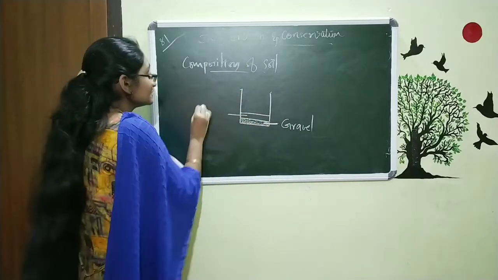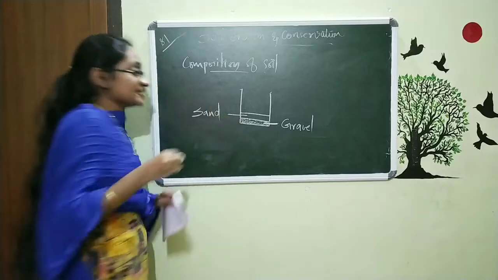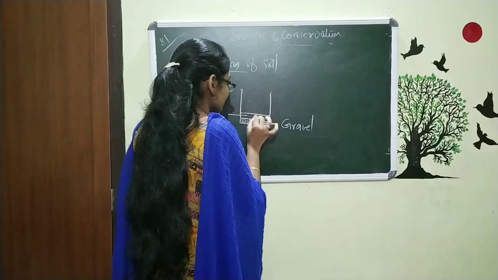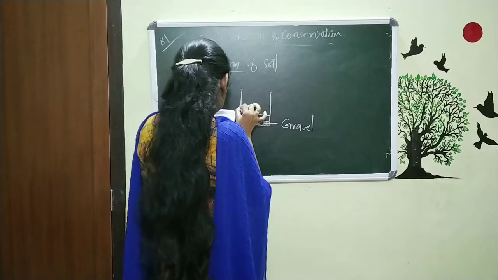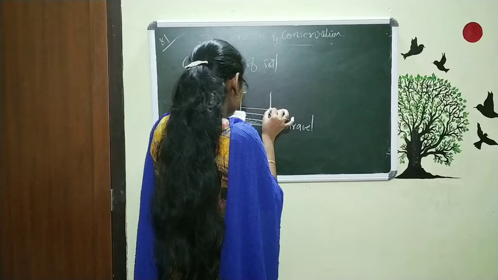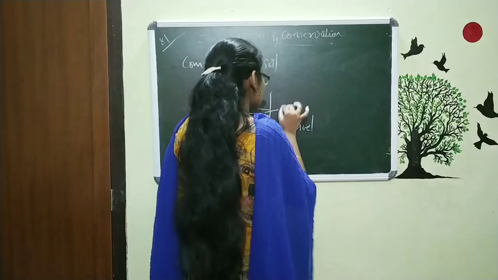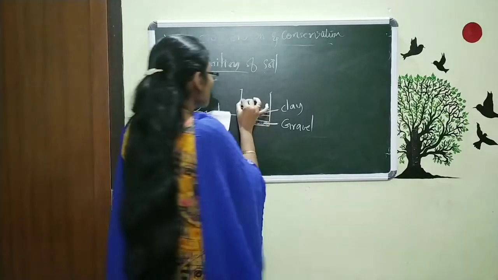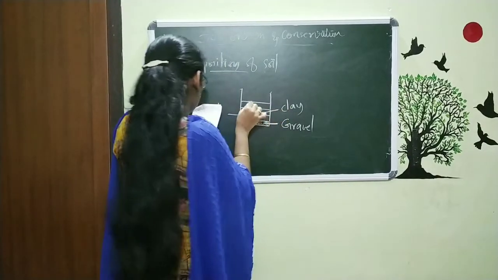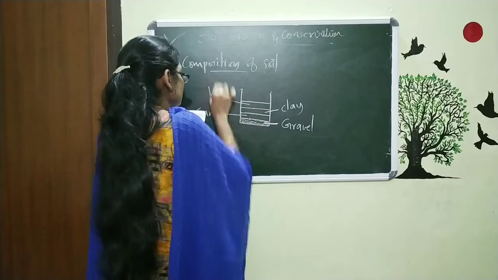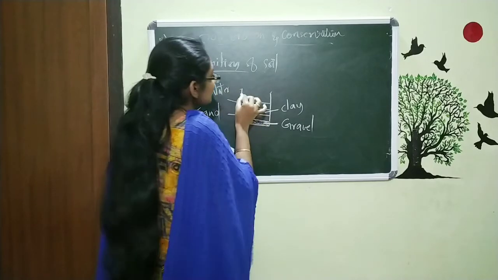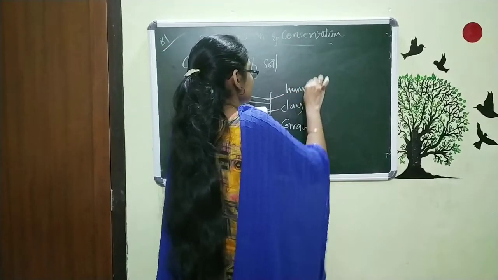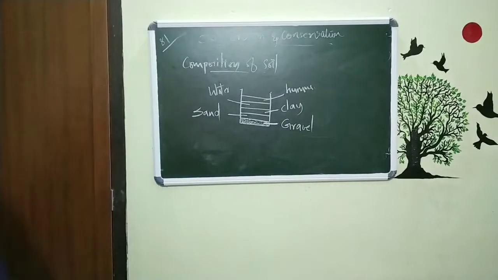And the second layer is this. You will get the sand. The second layer is sand. And the third layer is this clay. Third layer is clay. And the fourth layer is this water. And the fifth layer is this humus. So these are the layers.